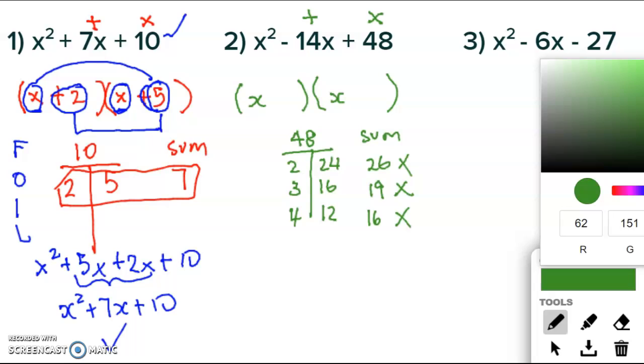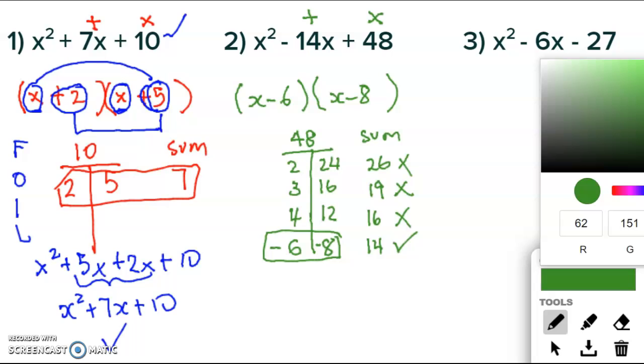All right, so then what about 5? 48 is not divisible by 5. What about 6? 6 times 8 is 48, and 6 plus 8 is 14. So this is the one. But now I want the sum to be negative 14. That means I need both the numbers to be negative 6 and negative 8. Okay, so it's going to be x minus 6, x minus 8. Here we go. Okay, so I factored them.